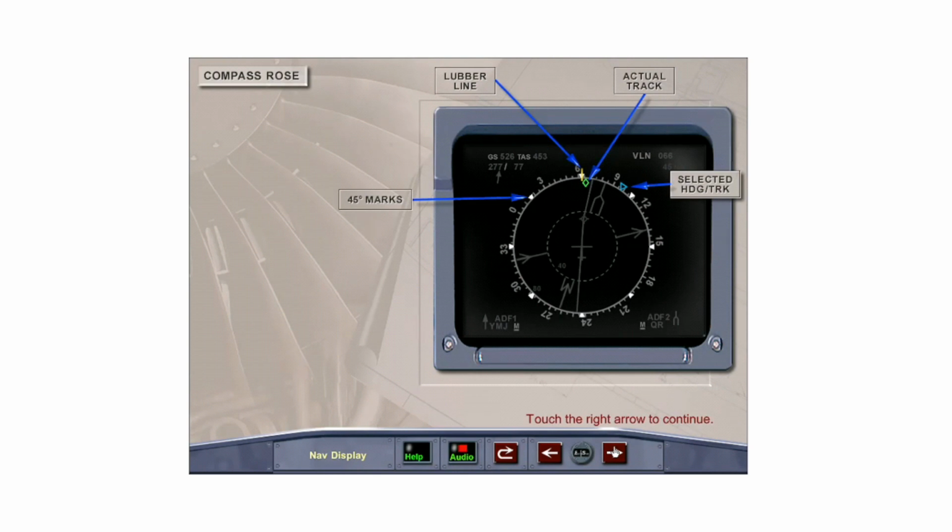In all modes except plan, the yellow lubber line, fixed at the top of the moving white compass rose, indicates aircraft heading. The blue selected heading or track triangle shows the heading or track selected by the pilot. The actual aircraft track is displayed as a small green diamond. In ROSE modes only, small white triangles are fixed at 45-degree intervals around the circumference of the compass rose.